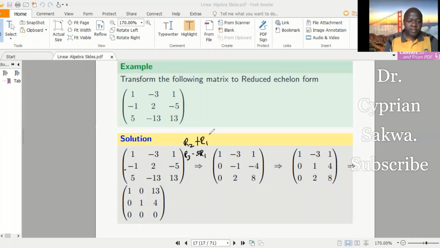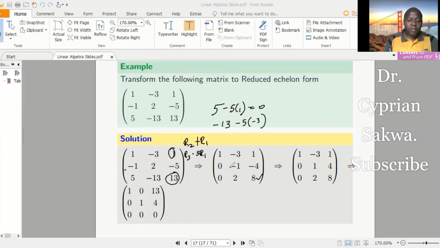this 5 minus 5 times 1 gives me 0. And this negative 13 minus 5 minus 3, this will be 15. This 15 added to negative 13 gives me 2. And then we do the same for this and that to get an 8 in this position.